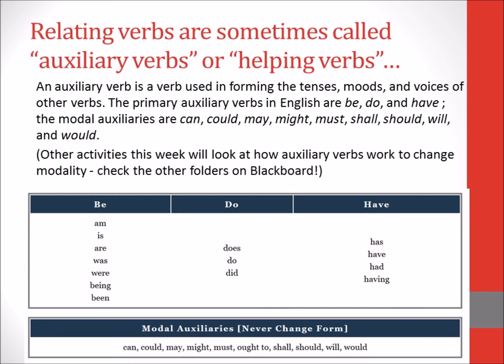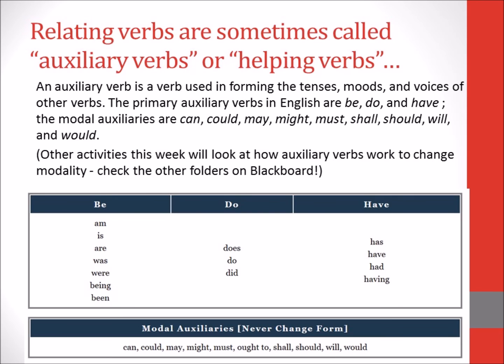So an auxiliary verb is a verb used in forming the tenses, the mood, and the voices of other verbs. The primary auxiliary verbs in English are be, do, and have, and the modal auxiliaries are can, could, may, might, must, shall, should, will, and would. So as I just said, there are other activities for you to have a look at those there.